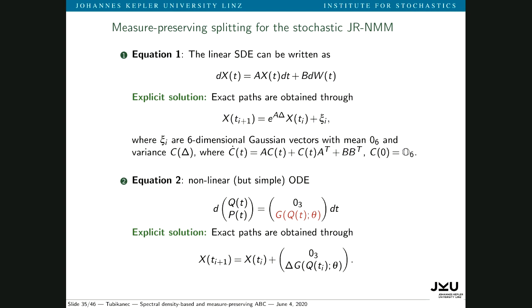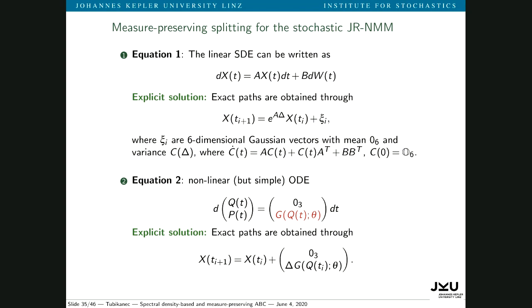because the linear SDE can be written as you can see on the slide, and standard SDE theory tells you that in a discretized regime, when you have a time point x_{t_i}, you get to the next point x_{t_{i+1}} by multiplying with the matrix exponential, plus adding some noise, and the noise is Gaussian vectors with zero mean, and with a covariance matrix that can be obtained as a solution of the matrix-valued ODE, which is written here. Okay, and the second one is nonlinear, but a simple ODE.